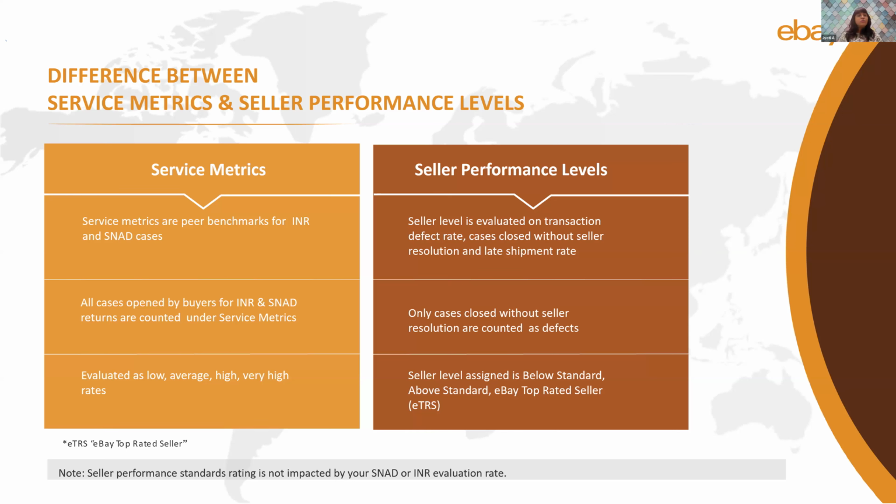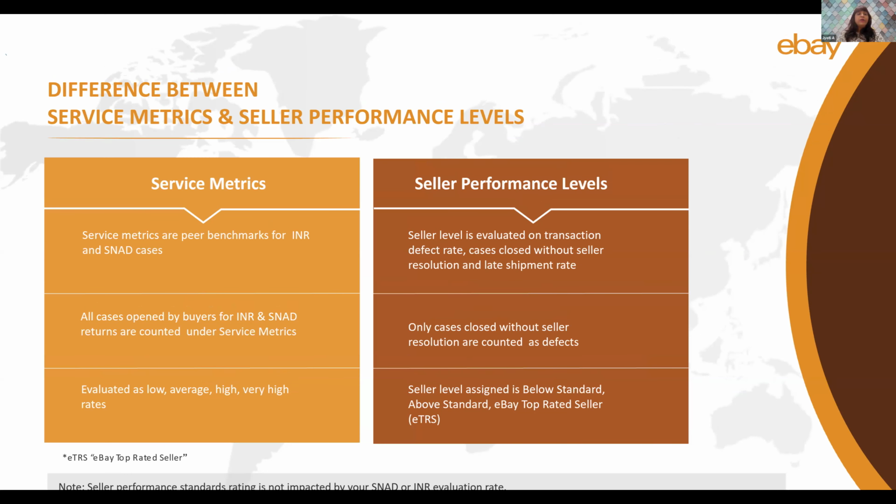For service metrics, you are evaluated as low, average, high, and very high. But for seller performance level, you are assigned a standard: below standard, above standard, and eTRS, that is eBay Top Rated Seller. Please bear in mind that your seller performance standards rating is not impacted by your SNAD or INR evaluation rate.